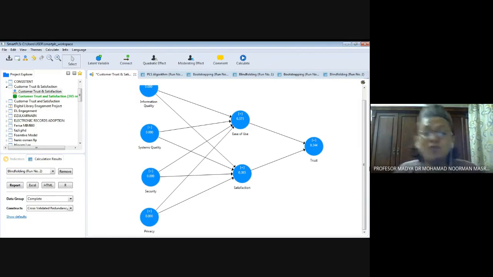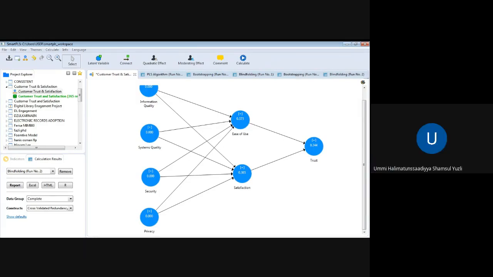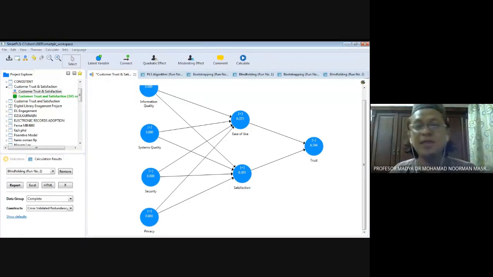Okay, so far, is there any question, ladies and gentlemen? Are you all clear? Prof, I would like to ask about the T statistic. If my hypothesis is negative, the number should be negative 1.645. Yeah. If you hypothesize the relationship to be negative, the value also must be negative, and the negative also must be above 1.645. Is that okay, Umi? Understand?